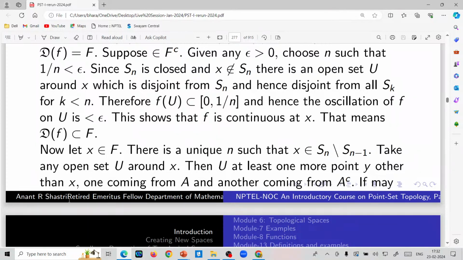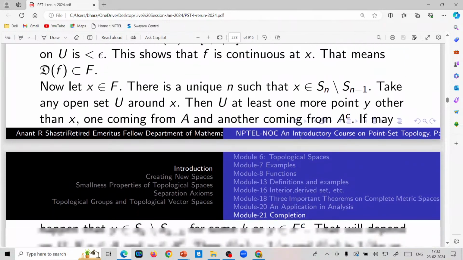Now again, take any open subset U around X, doesn't matter what. Then you get at least one more point Y other than X, one coming from A, another coming from the complement of A. So this is the crucial property that you have to observe. Any open subset which is non-empty will intersect both A and A complement. So that is the density of A as well as A complement. Right? So now you see the trick. That is the whole idea.